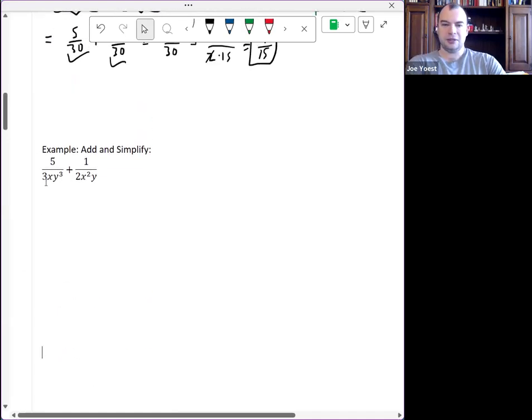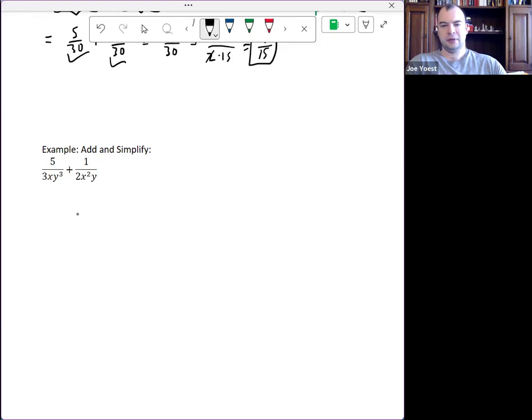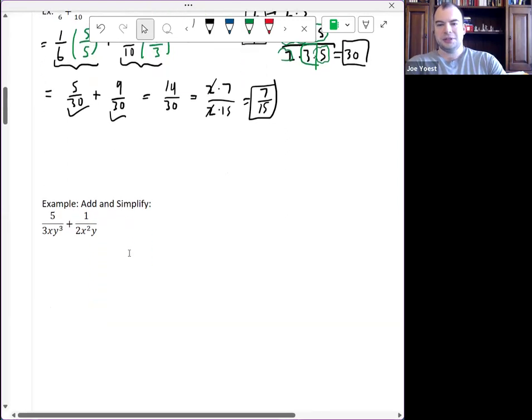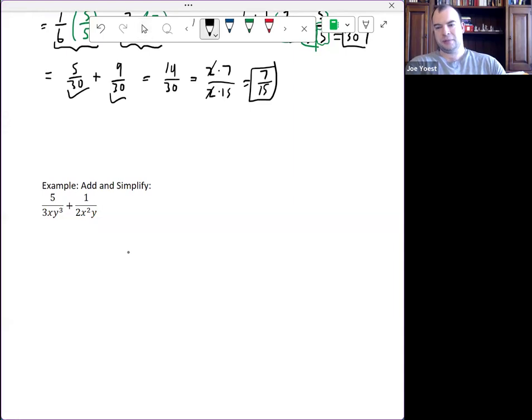Okay, so let's look at these two rational expressions here. I see 5 over 3xy cubed and 1 over 2x squared y. What's the first thing I did up here? Well, the first thing I did is I looked at a prime factorization. I looked at what's the minimal set of building blocks I need to give somebody to be able to build all of the denominators. Let me try to do that here.